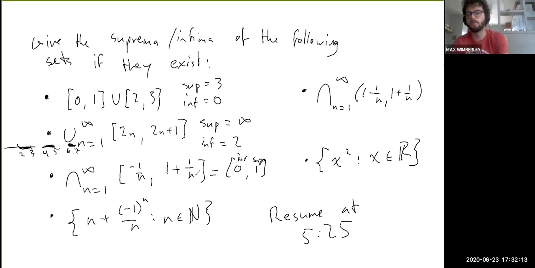So I think it's a really good idea to get in the habit of asking yourself the question, is a given number in all of these intervals or not? What does it take for a number to be inside every single one of these intervals? That's the very careful way of thinking about these things.